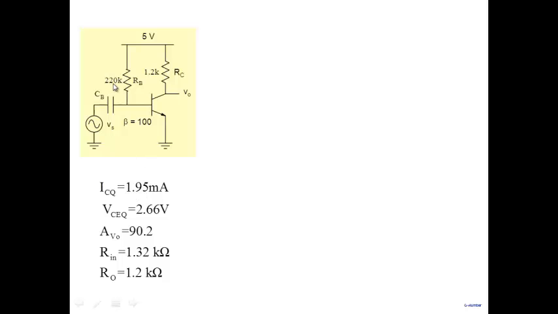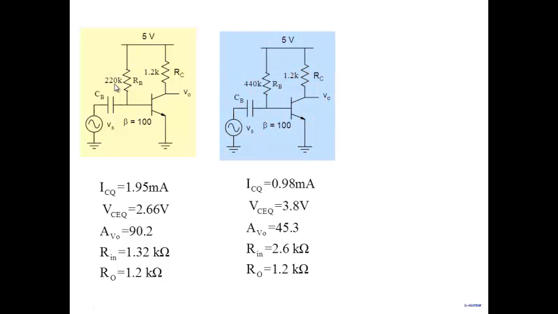Well, the base resistance that you see here, this is biased through this. I'll double it. So look at this design. I make it 440K. ICQ approximately becomes half. Gain becomes 45, half. Input resistance becomes double. 1.32K becomes 2.6K. R0 is unchanged. So I've carried out a trade-off between gain and input resistance. Half the gain and multiplied the input resistance by a factor of 2. So there is a very simple way of carrying out the trade-off by simply altering the value of ICQ.